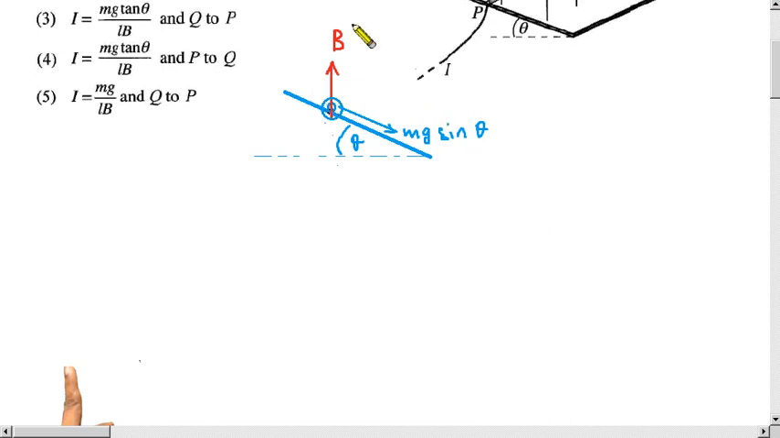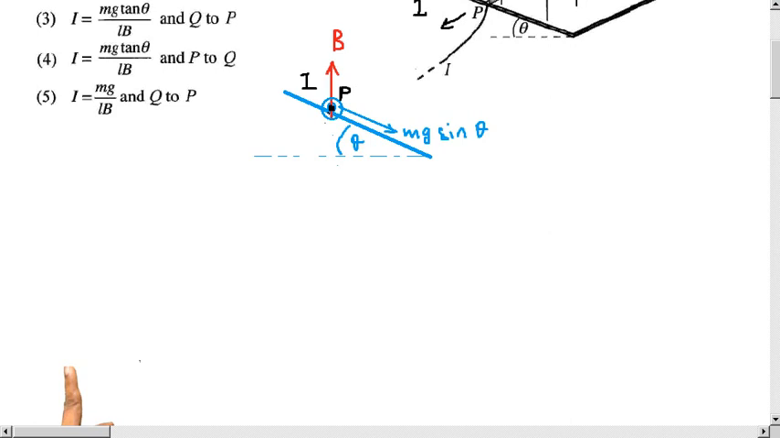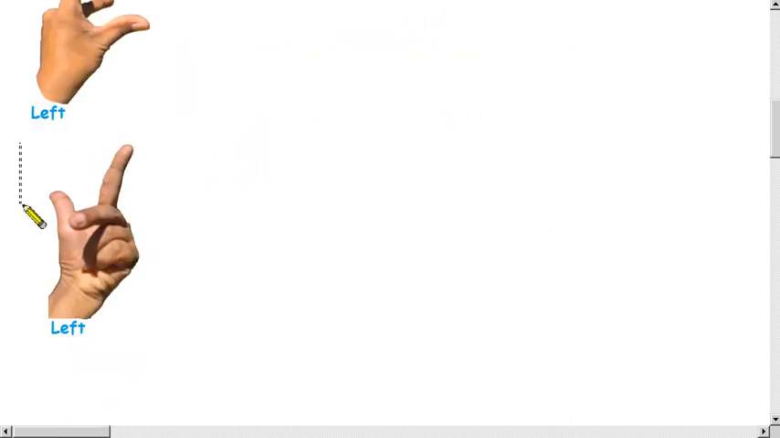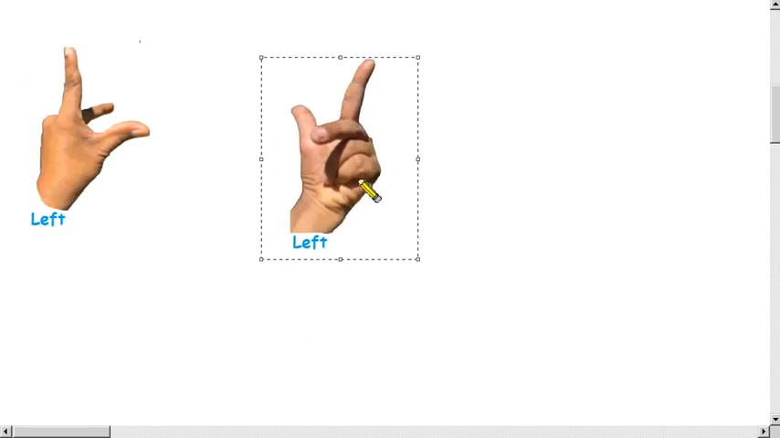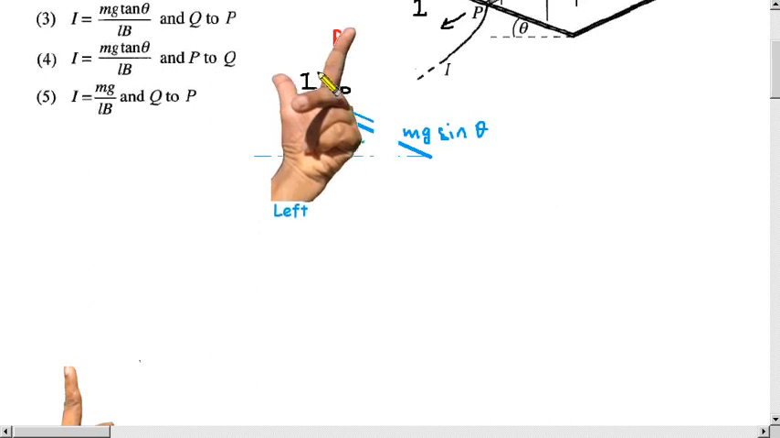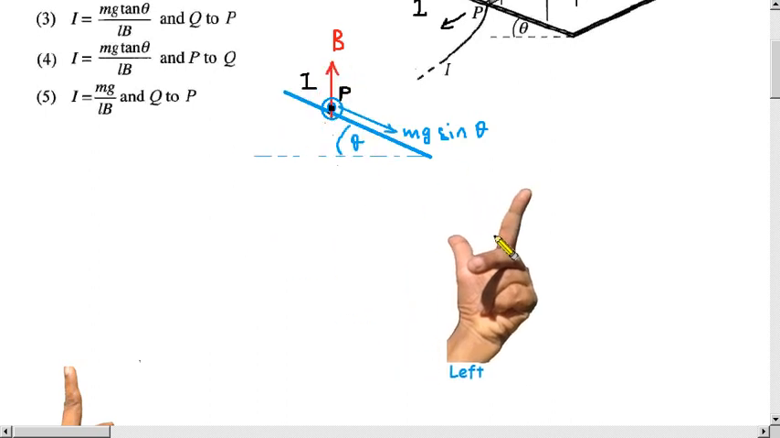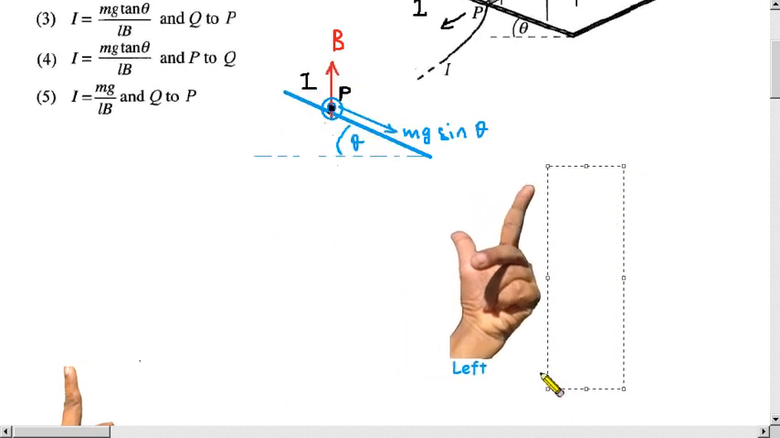That means I have to draw a dot here. The current should be coming towards us. Here the point is P, so the current should come out like this. Let us now place our left hand to check whether we get the force in the correct direction. Now B is vertically upwards, and the current I have now taken as out of the paper.